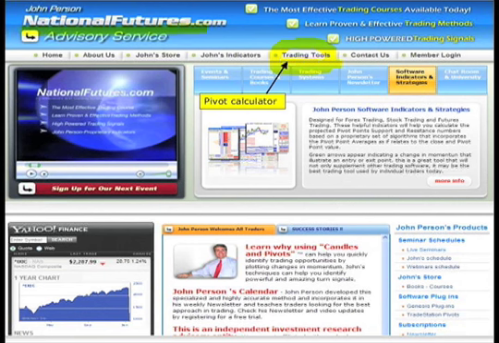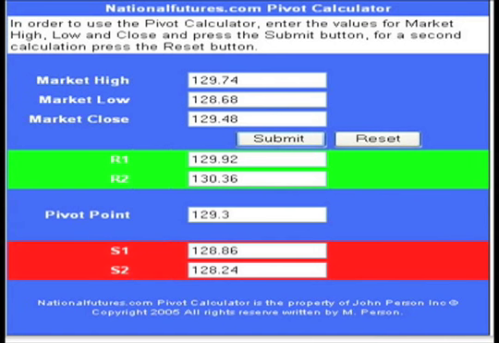We don't require that you fill out any information. If you want to contact us, contact us. But if you want to just learn about pivots, there's a great article there on pivot point analysis. In fact, there's a pivot point calculator. It looks just like this.